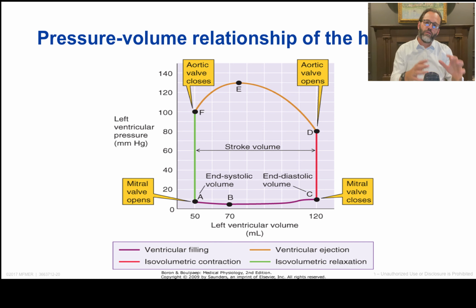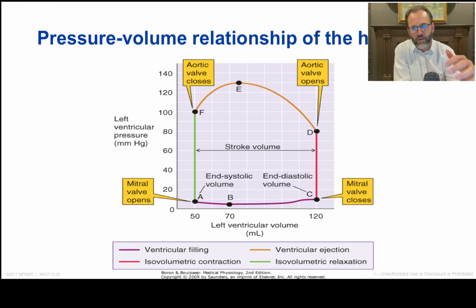Now, if we take those pressure changes and those volume changes, and we put the volume on the x-axis and the pressure on the y-axis, we can create pressure-volume loops and a pressure-volume relationship of the heart. And there's tremendous utility in using pressure-volume relationships to understand cardiac function in both health and disease.